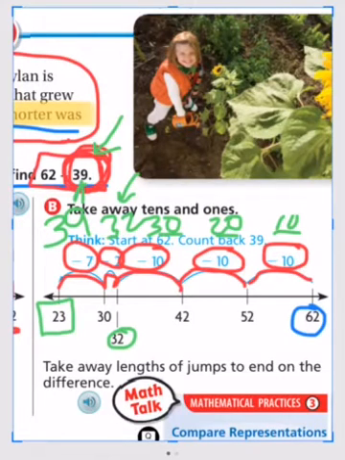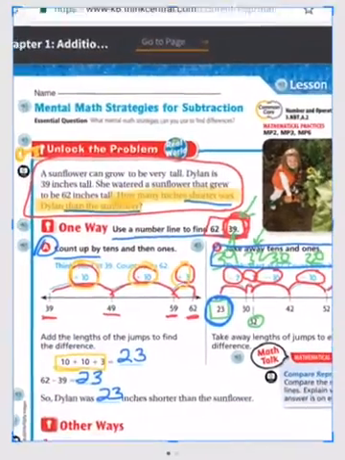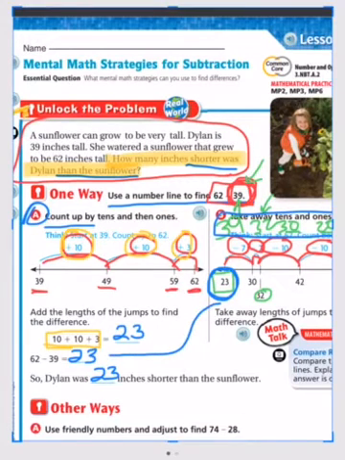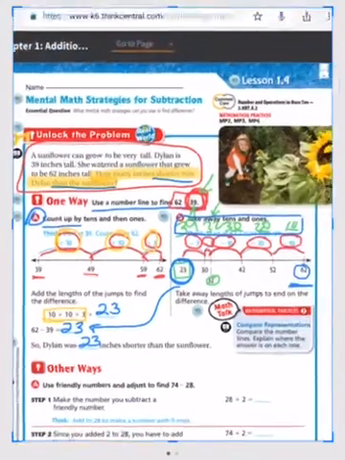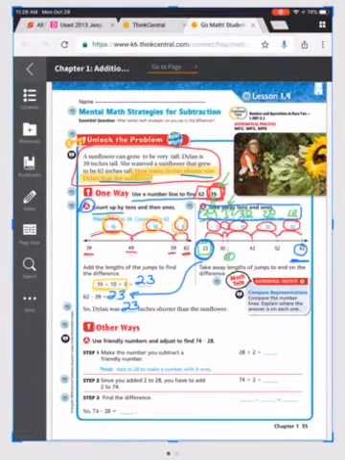Okay, so 62 minus all these jumps of 39, that's the minus 39 part, equals 23, which is the same thing we have written right here. 62 minus 39 equals 23. If one of those strategies works better for you than the other one, use the one that works better for you, right? Okay, moving down to the other ways section, that's the using friendly numbers.